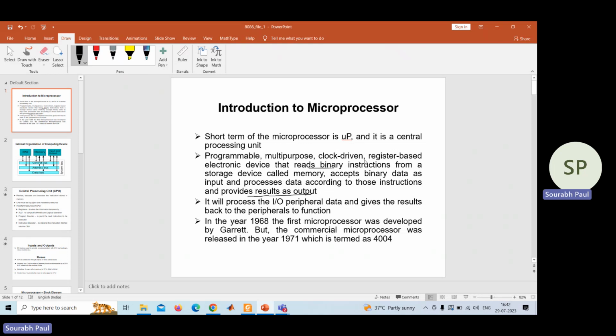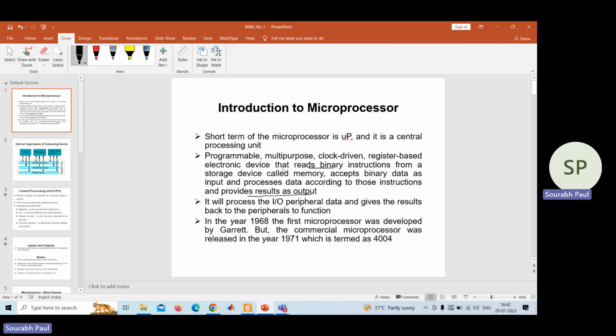Then it is clock driven. Clock driven means some external clock you need to give to the processor so that the processor can work with the clock pulse. Okay. Then register based. Register based means it will have some registers. The microprocessor will have some registers which will be used for the temporary storage of data, and for some particular operations also these registers will be used.